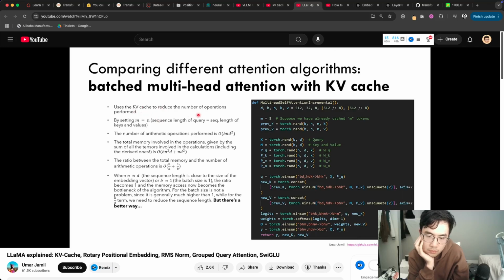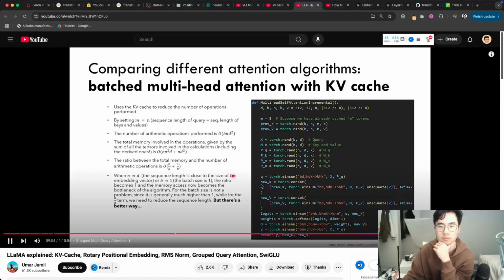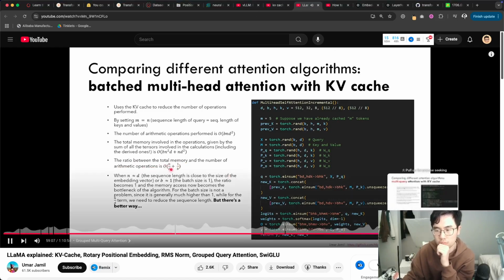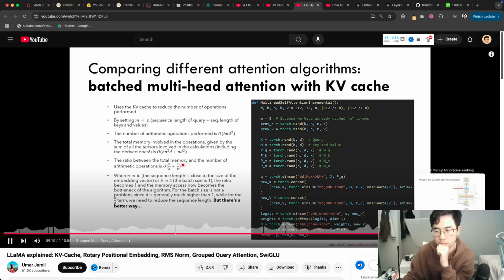So if we look at the number of arithmetic operations performed, it's B N D squared. The total memory involved in the operations is B N squared D plus N D squared. And the ratio between the two is this: O of N divided by D plus 1 divided by B. So the ratio between the total memory and the number of arithmetic operations. This means that when N is very similar to D, this ratio will become 1. Or when B is very similar to 1, so the batch size is 1, this ratio will become 1.